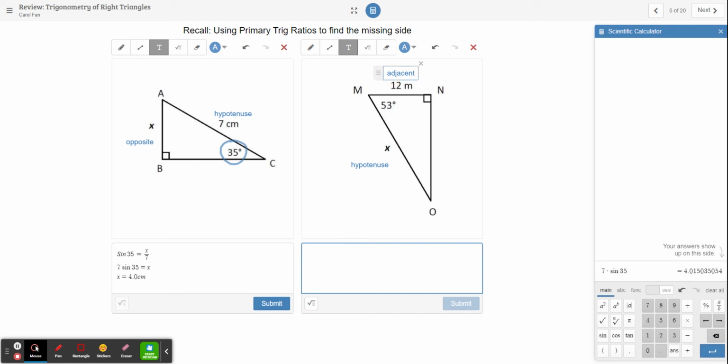All right, the only ratio that involves adjacent and hypotenuse would be our cosine. So we have cosine is equal to adjacent over hypotenuse. So let's substitute in for what we know. Cosine 53 is equal to 12 over x. And we're going to cross multiply again. So we have x times cosine 53 is equal to 12. I'm going to divide both sides now by cosine 53. So we have x is equal to 12 divided by cosine 53.